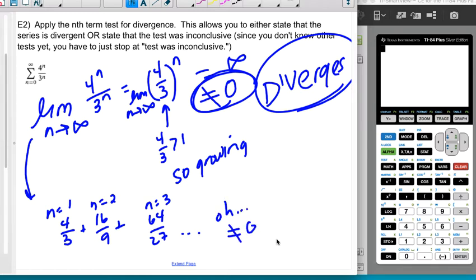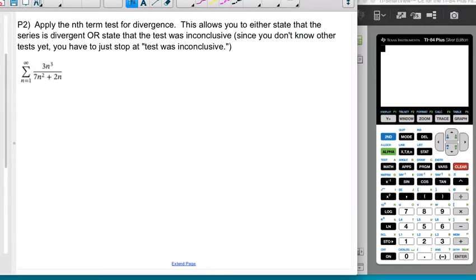This is not approaching 0. Like they're getting bigger, right? These are not getting smaller. These are not numbers that are getting closer to 0. They're numbers that are getting bigger.